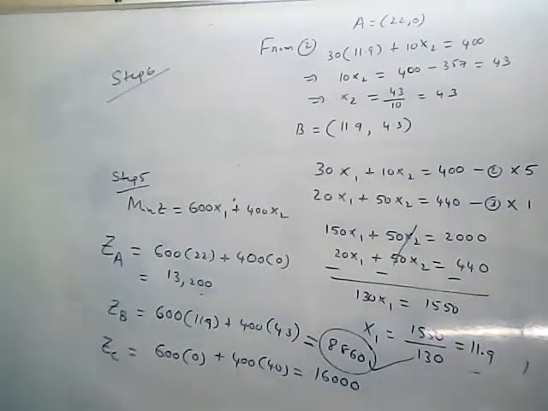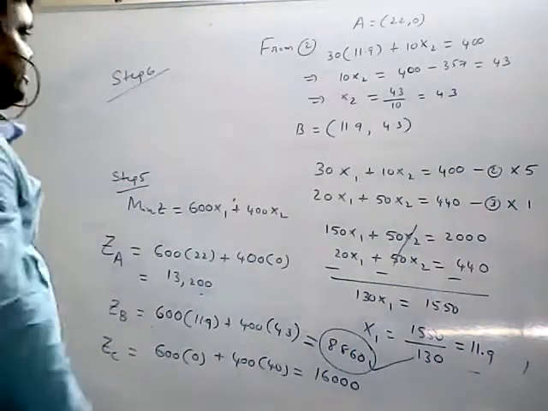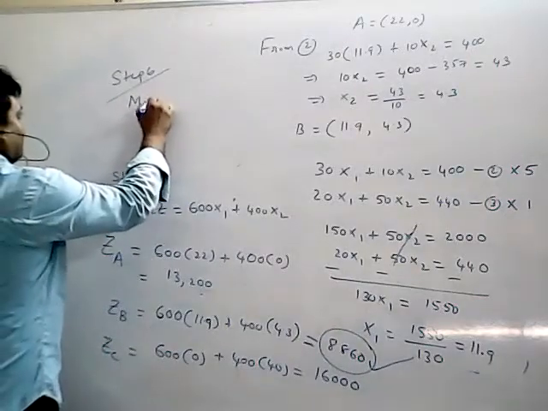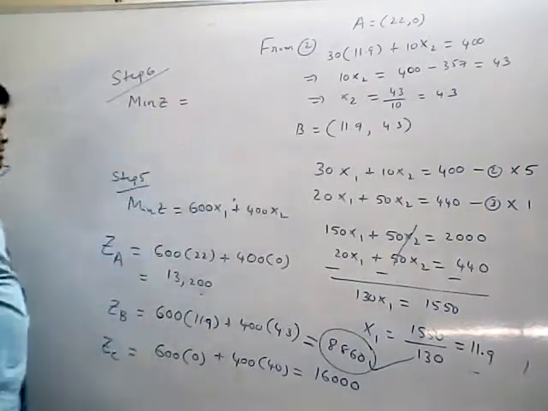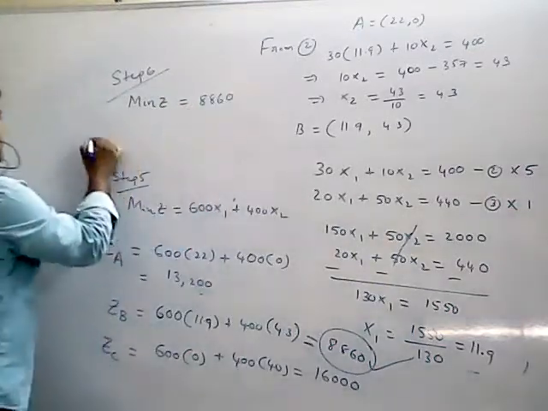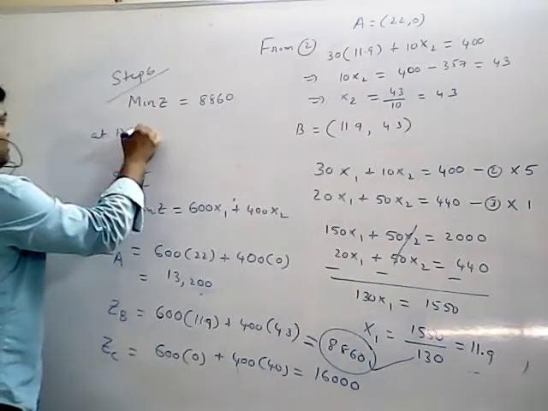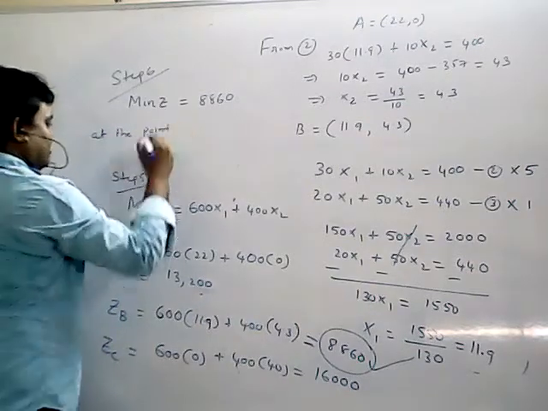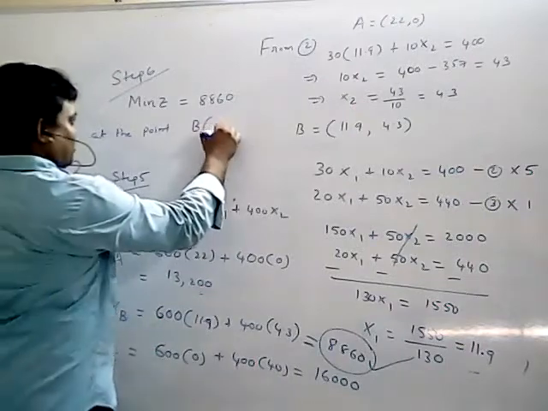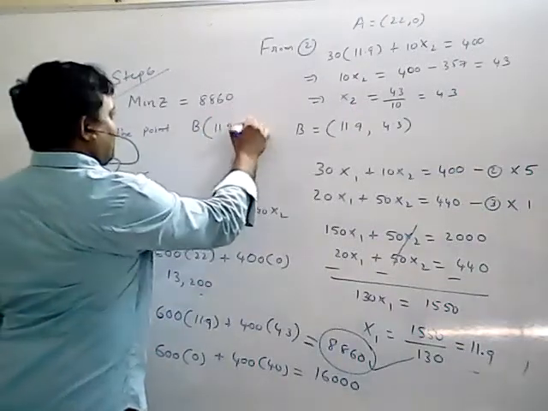The optimum solution to the given LPP by using the graphical method is minimum z equal to 8,860 at the point B. What is point B? 11.9, 4.3.